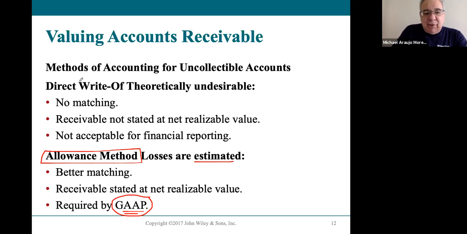But like I said, if you are a small company, whether you're a sole proprietor or partnership or a private corporation, you're not public, you can use something called direct write-off.